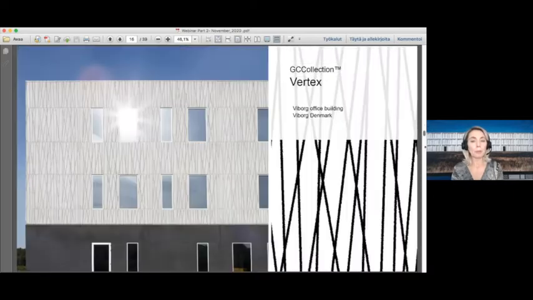This is another very popular pattern. It's called Vertex. The idea with this pattern is that it hides the vertical seams or the joints between the panels. So instead of having all the panels show like squares on the facade, the joint would kind of fall into the pattern. And it makes the panel look really, really long and slim, even though actually it's made up of many shorter panels.